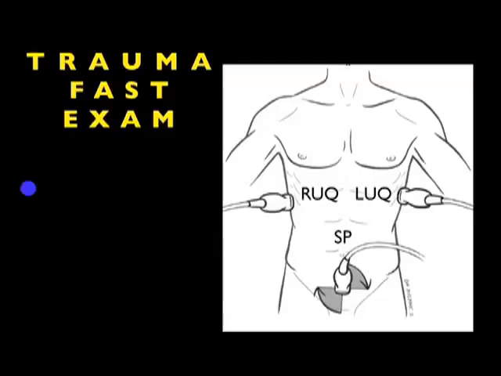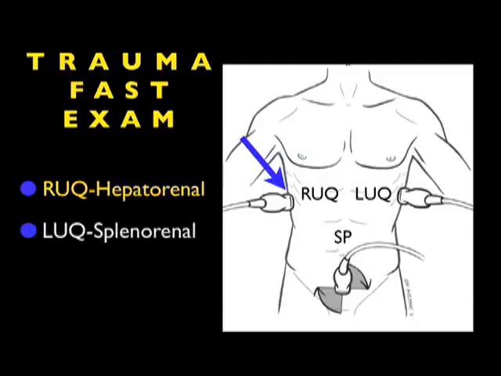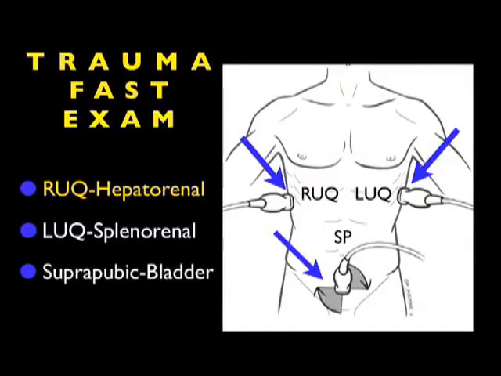In this module, we're going to focus entirely on the trauma FAST exam. Specifically, we're going to look further into the right upper quadrant view, also known as the hepatorenal view. Now we're going to cover the two other views of the trauma FAST exam in upcoming modules of Soundbites, the left upper quadrant view, also known as the splenorenal or perisplenic view, and the suprapubic view, also known as the bladder view.